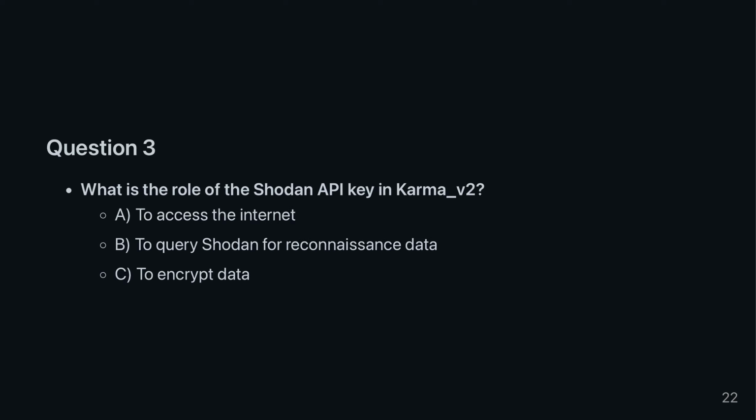In question 3, we ask about the role of the Shodan API key in Karma v2. The options provided are A. To access the internet, B. To query Shodan for reconnaissance data, C. To encrypt data. It's important to understand that the Shodan API key plays a critical role in the functionality of Karma v2. Specifically, this key is used to query Shodan's extensive database, allowing Karma v2 to gather crucial reconnaissance data.